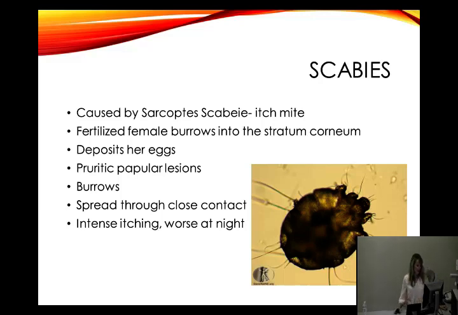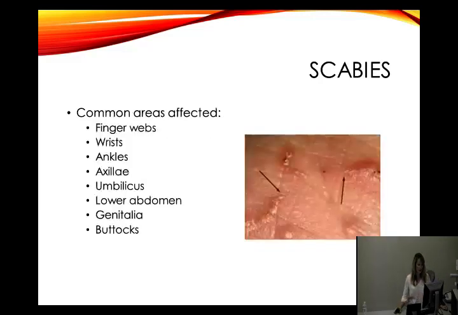Scabies is spread through close contact, and it has intense itching that is really worse at night. I know we discussed earlier with rashes and itching being worse at night. This scabies, though, will keep people up. They won't sleep because they are going to be scratching so much in the evening. So common areas infected are finger webs, the wrists, ankles, axillae, umbilicus, lower abdomen, genitals, and buttock. And these are some great pictures of burrows from the scabies.